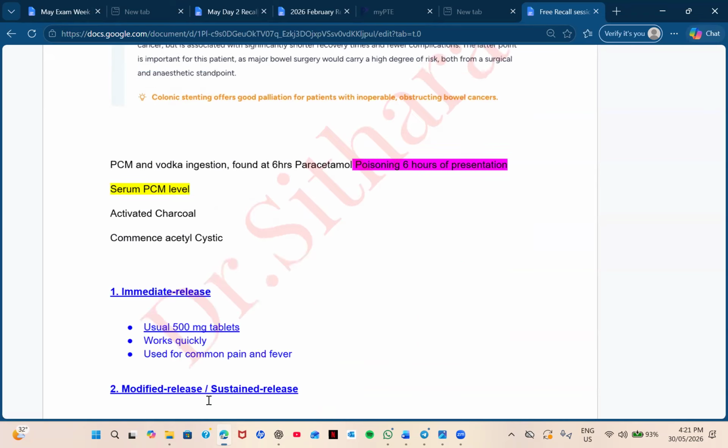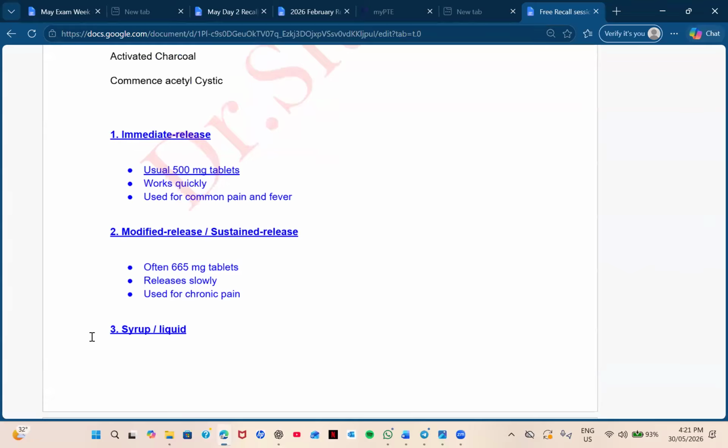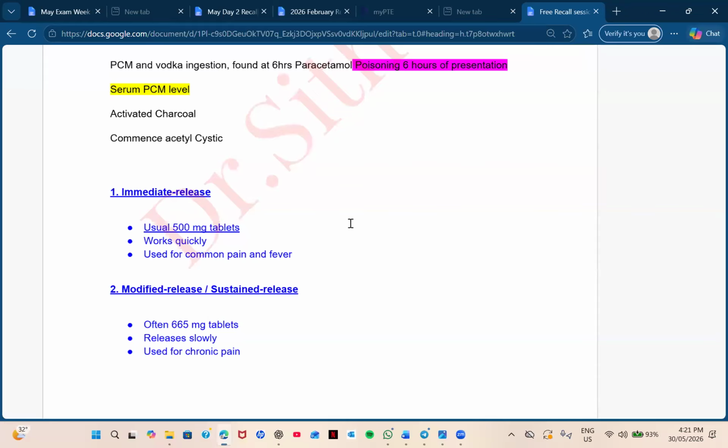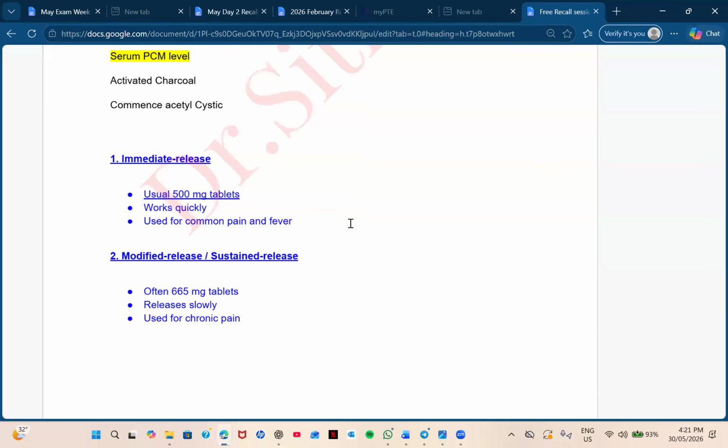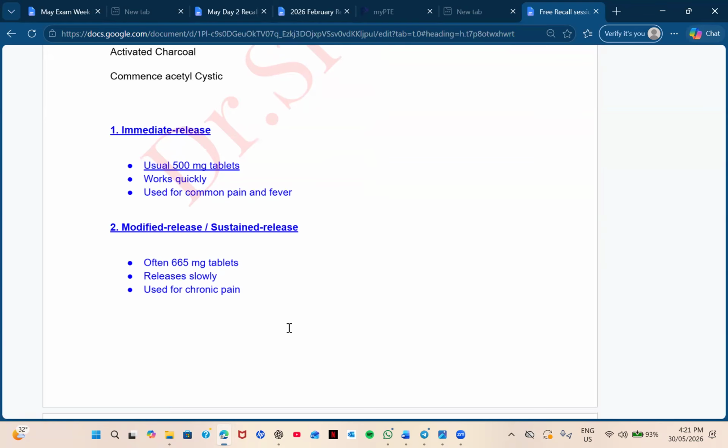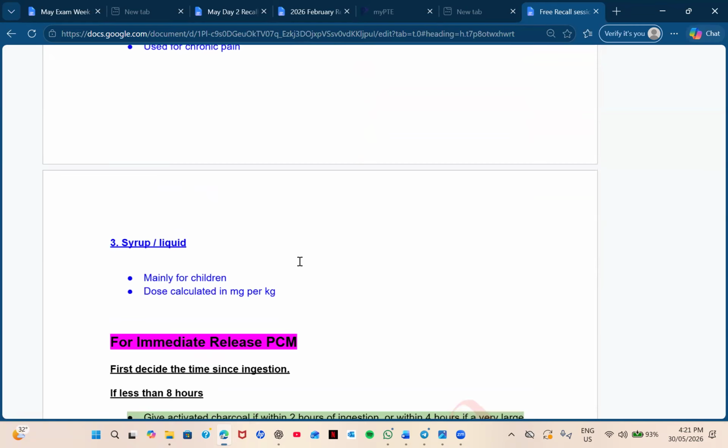So, what do you know about the paracetamol? First of all, you need to know what types of paracetamol we are using, right? We are not always using the same paracetamol. We have different types. We have immediate release paracetamol, we have modified release paracetamol, or we call it sustained release paracetamol, or we have syrup or liquid.